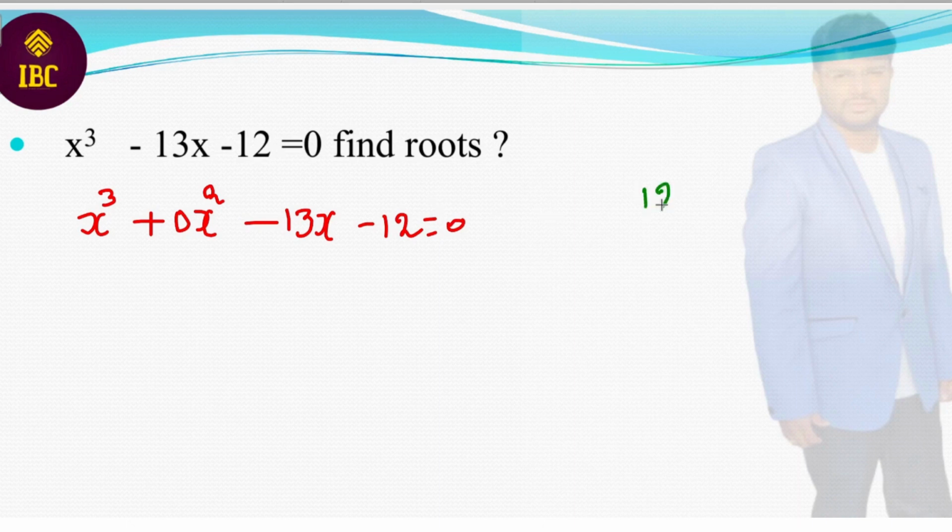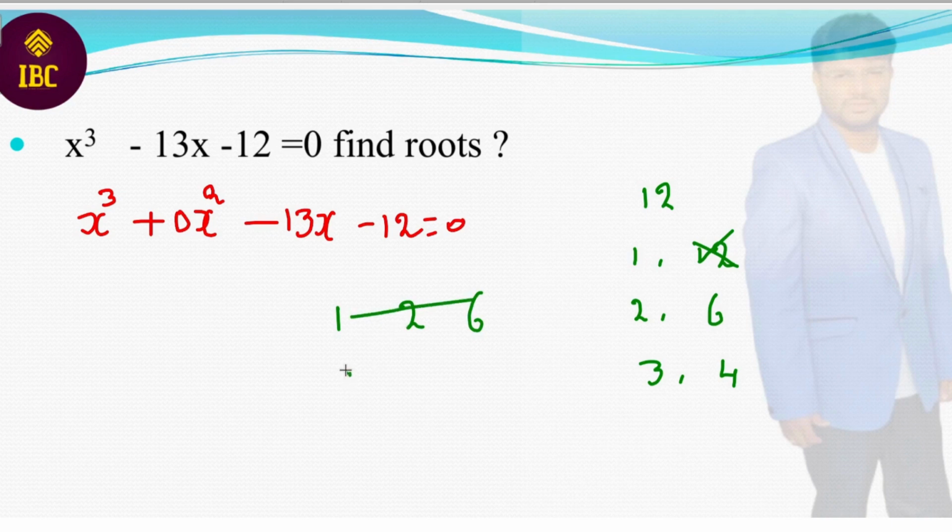For 12, the possibilities are 1 and 12, 2 and 6, 3 and 4. I told you if I multiply 1 and 12, I can't take this. 6 2s are 12, I can take that, but if I add or subtract, I want 0. 1 2 3 is also not possible. I can take 4 3s are 12 and 3 2s are 6. Only this I can take.